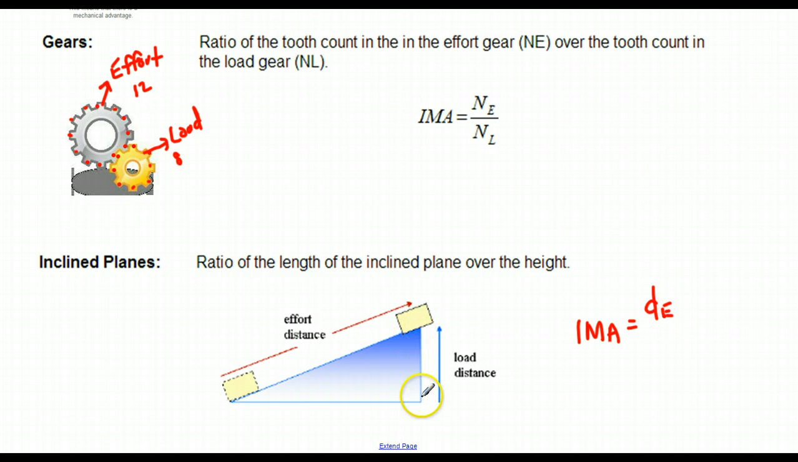And our load distance is really, what do we want? We're trying to raise this box from the ground to this height. So our load distance would just be the change in vertical height. And that's DL.